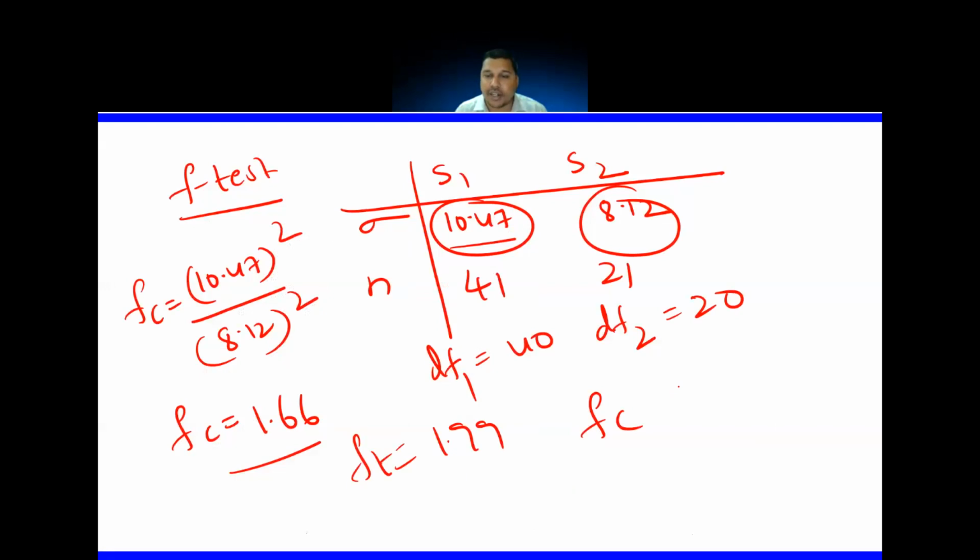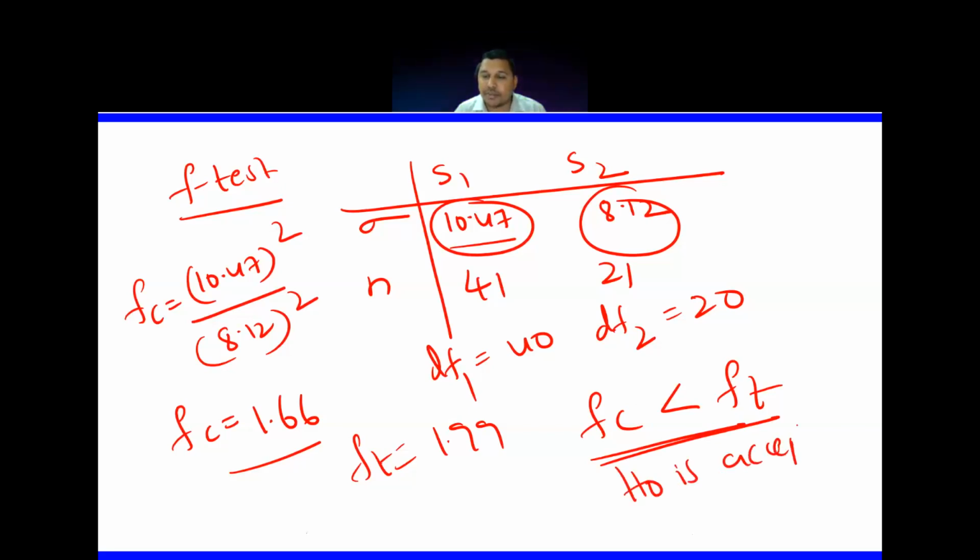So if you see, F calculated is less than the F table value. F calculated is less than the F table value. Therefore, H naught is accepted. We did not define anything of H naught or H1; I just gave numbers directly. So H naught is accepted. This way we try to apply parametric testing techniques in statistics: T test, Z test and F test.